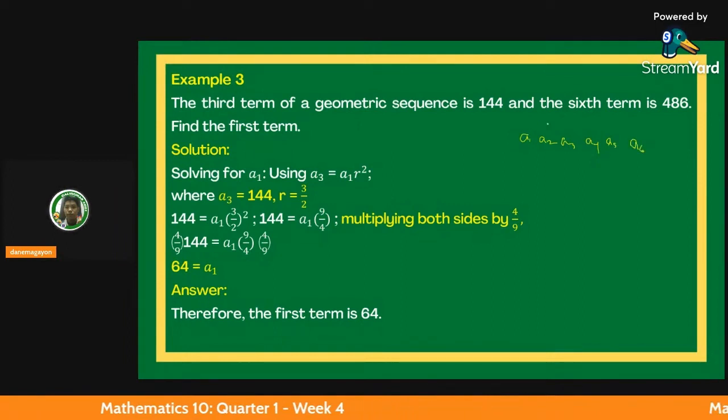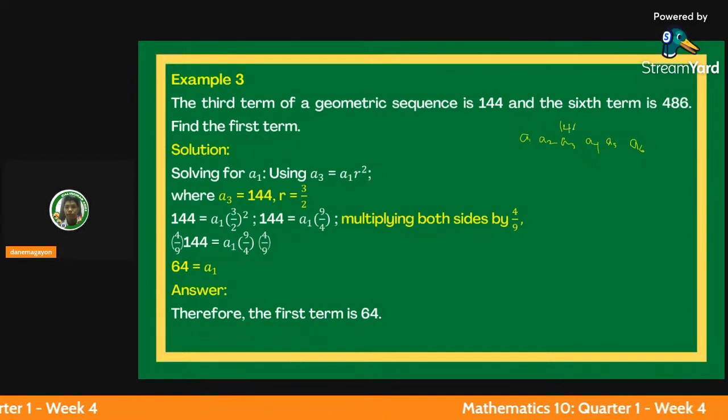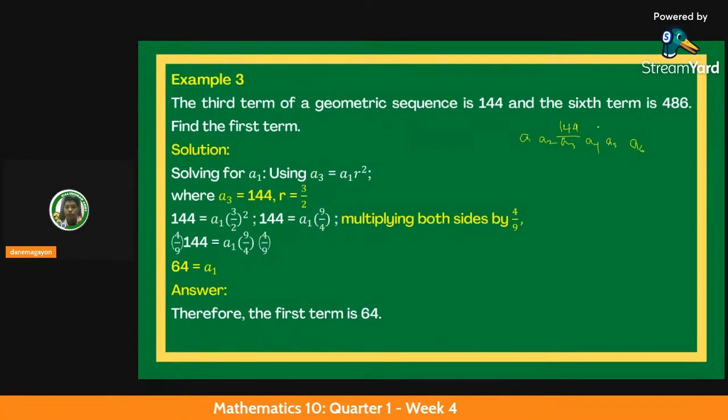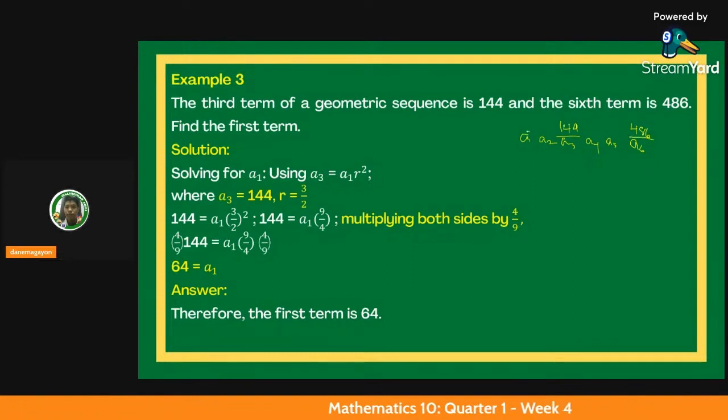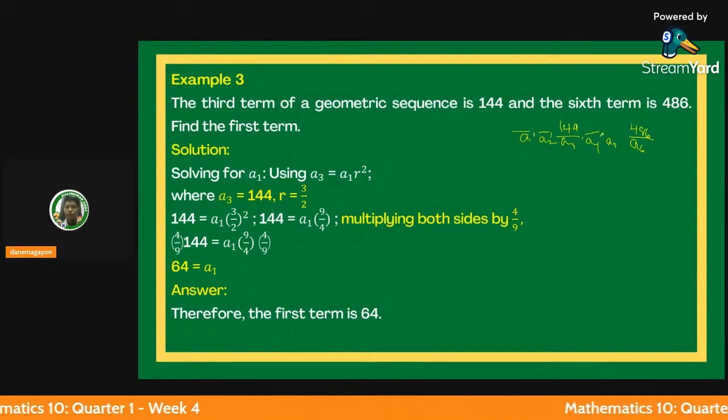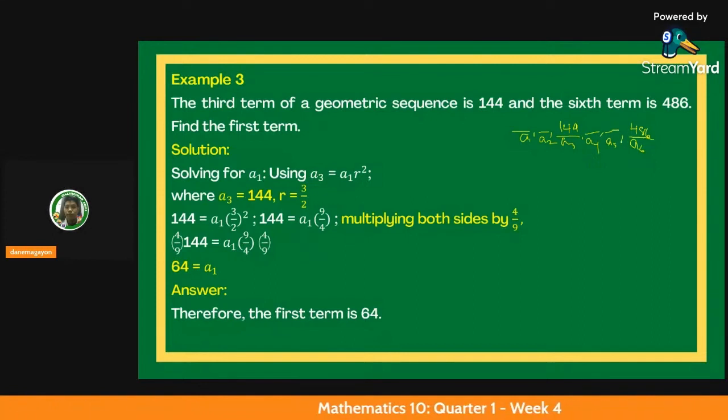Based on the problem, meron tayong value for a sub 3 as 144. So, meron daw corresponding value for a sub 3 as 144. And then, meron tayong corresponding value for a sub 6 as 486. So, it means wala tayong a sub 1, wala tayong a sub 2, wala tayong a sub 4, and then wala din tayong a sub 5. Ito yung mga given natin.